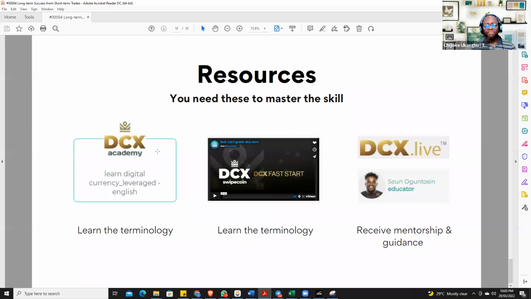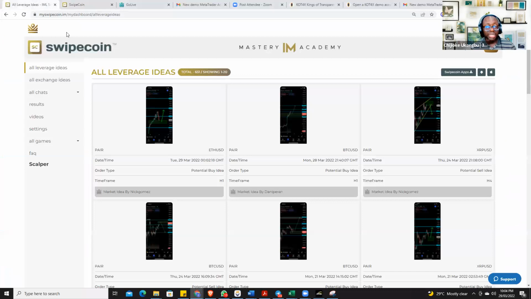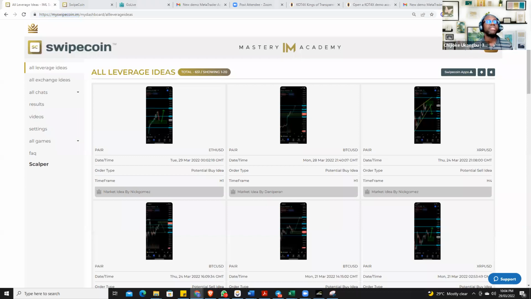Then for people who are struggling with understanding how to calculate pips, that example that I did with Bitcoin and Ethereum, let me show you something that you may not have been aware of. I gave a link earlier on to swipecoin.im. There is a different link that I'll provide that you would also have access to. It's called myswipecoin.im.